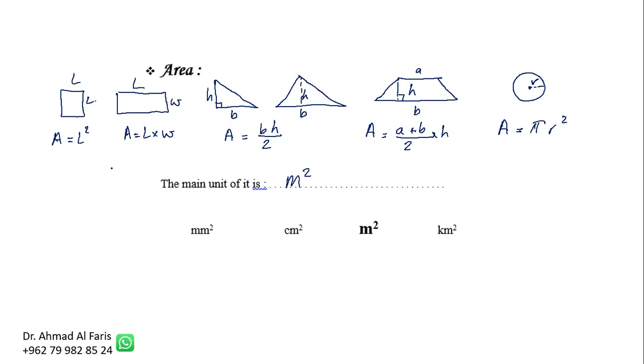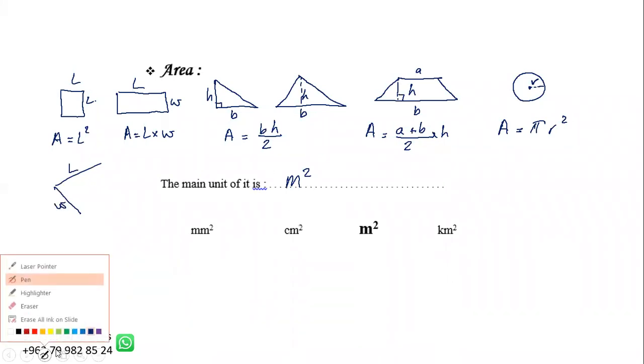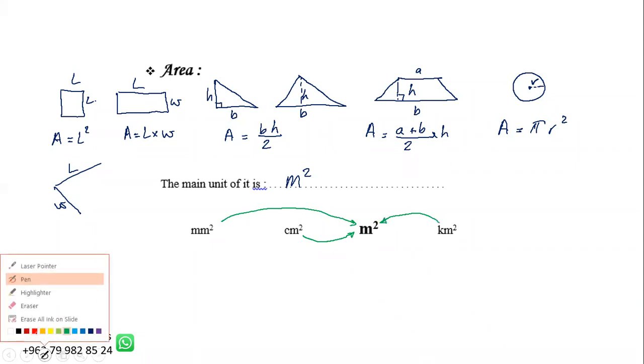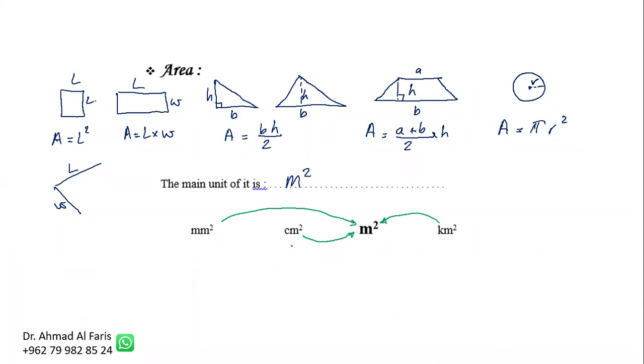Because I'm multiplying two dimensions, length multiplied by width, the unit of it is meter squared. Now it's important for us to know how to convert from centimeter squared to meter squared, or millimeter squared to meter squared, or kilometer squared to meter squared. How will we do that? We learned that centi came from cent. So we know that we have 100 cents in $1. So if I want to convert from centimeter to meter, I'll divide by 100. But here I'm converting from centimeter squared to meter squared.